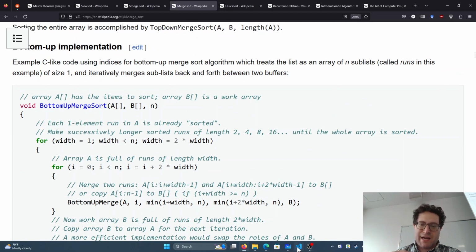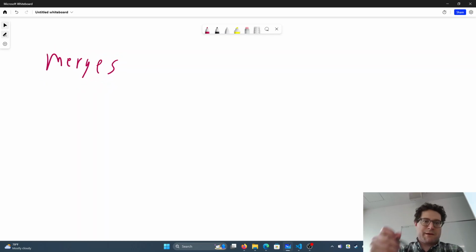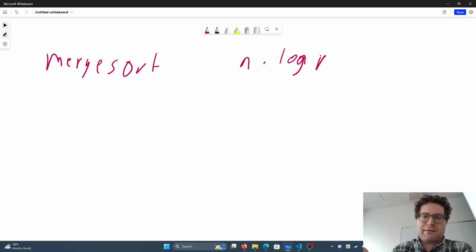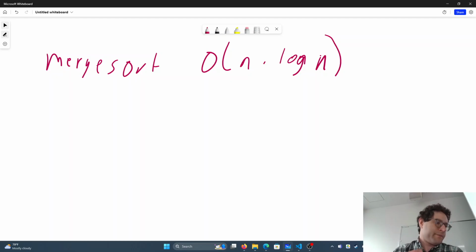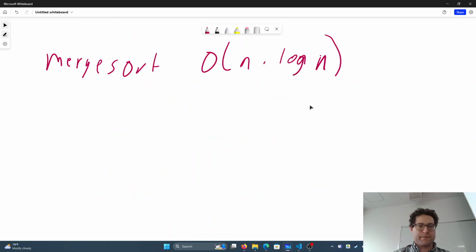The question is, what is the runtime of this algorithm? We know from experience, and from Wikipedia, that merge sort is n log n. But let's go ahead and figure it out from the recurrence. What does merge sort do? Merge sort says we're going to merge sort half the list, merge sort the other half of the list, and then merge them together.